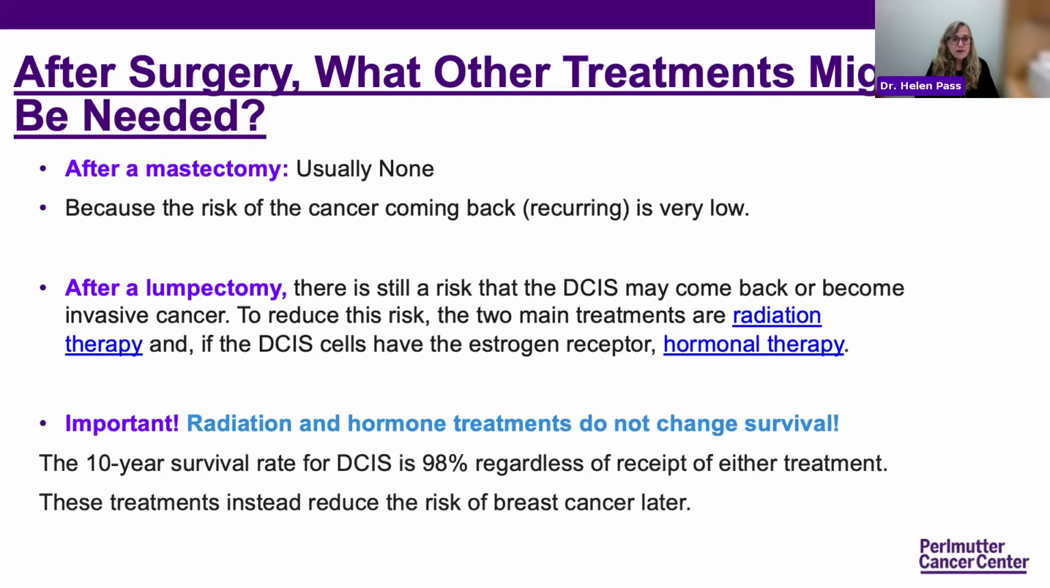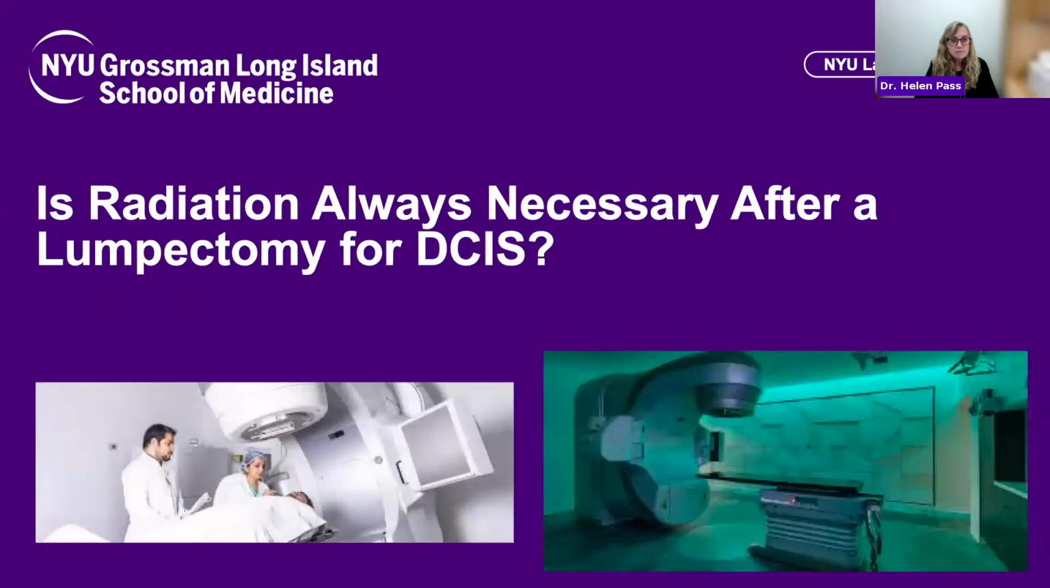Okay, what other treatments might be needed? Usually if you have a mastectomy, that area is gone. We don't talk about radiation, often endocrine treatment's not needed. With a lumpectomy, we usually do talk about radiation and endocrine treatment, but not in the same way we talk about it for invasive cancers, because the 10-year survival rate for DCIS is 98%, whether or not you get radiation and whether or not you get hormone treatments. Really what we're trying to do is decrease the risk of a problem down the road. So in brief, let's take a quick look at radiation.